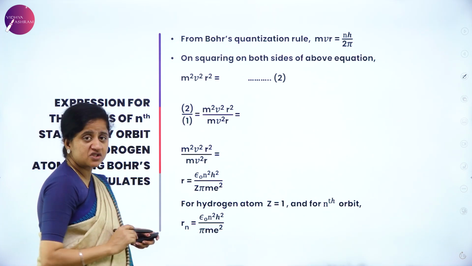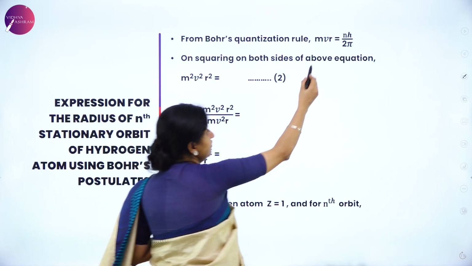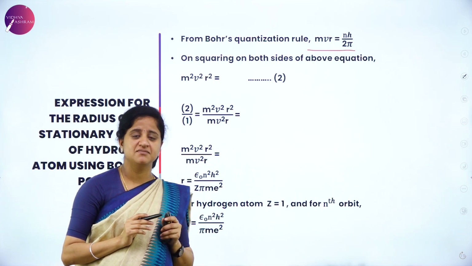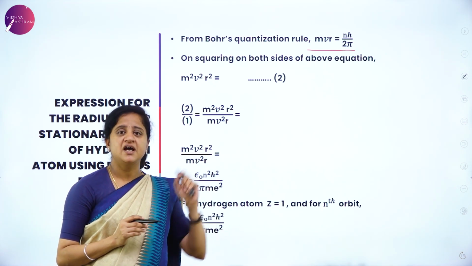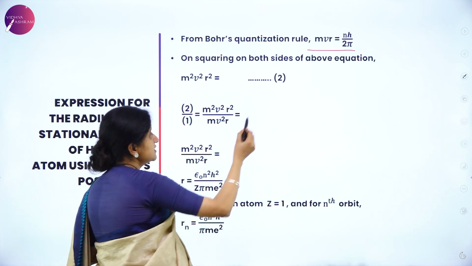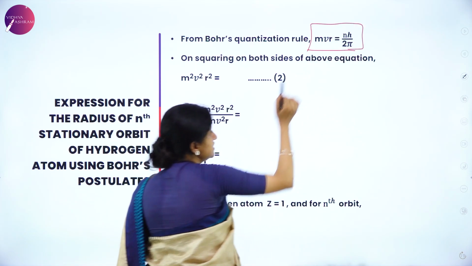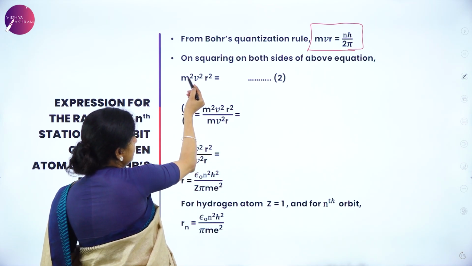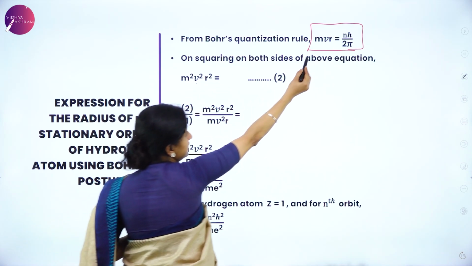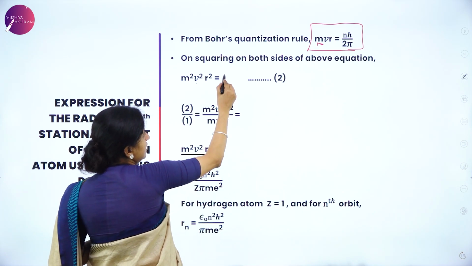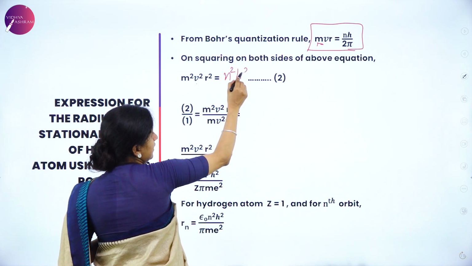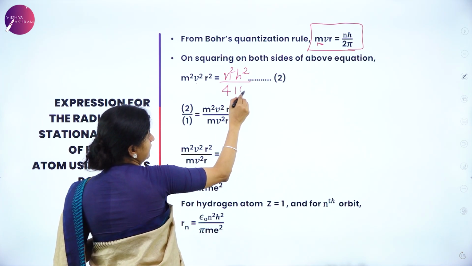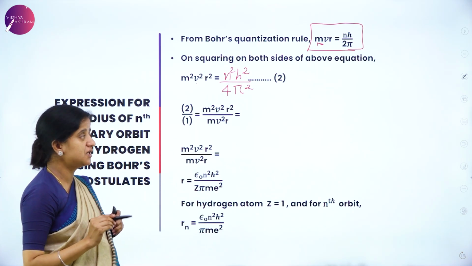Now, from Bohr's quantization rule, mvr is equal to nh by 2 pi. What is this? The angular momentum is equal to an integral multiple of h by 2 pi. So angular momentum is given by mvr, which is equal to nh by 2 pi. Let us square this equation on both sides. We get m square v square r square as my LHS, which is equal to n square h square divided by 2 square, which is 4 pi square. So we get equation 2.